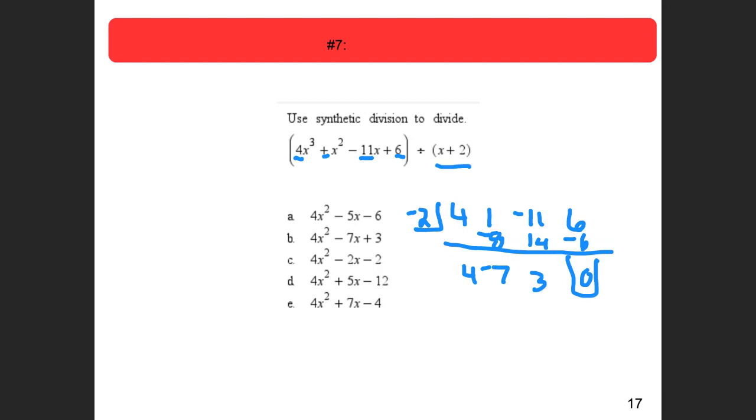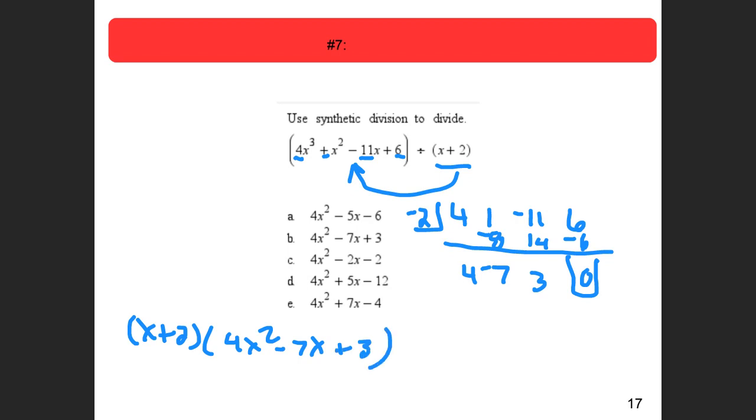That means x plus 2 is a factor of this. And what's left over? If they asked me to factor it down, I would end up with x plus 2 times 4x squared minus 7x plus 3. So that's what it would factor down to. Now, this might factor even farther, but it didn't ask me to do that. It just asked me to use synthetic division to divide. So this would be my answer right here, 4x squared minus 7x plus 3. So I'm going to go with letter B.